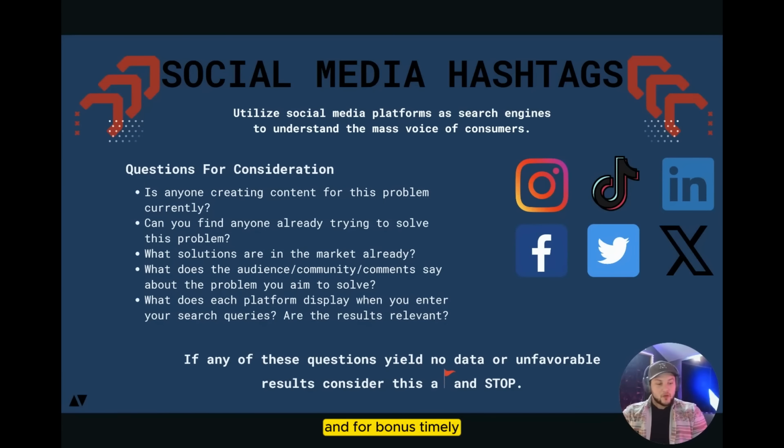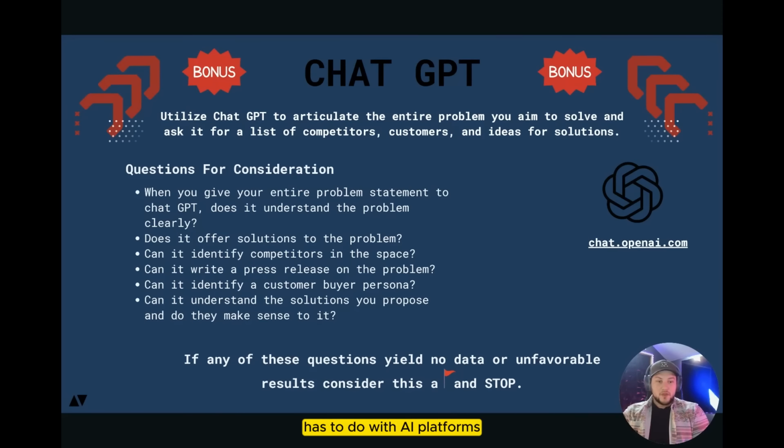Last but not least, and for bonus, timely depending on when you're watching this video, has to do with AI platforms. There are a lot of them. Today we'll just leverage the inception of potential consumer and retail AI, which is ChatGPT through OpenAI. Have a conversation with an AI chatbot. Talk about the problem that exists. Leverage that chatbot to help do the research for you.